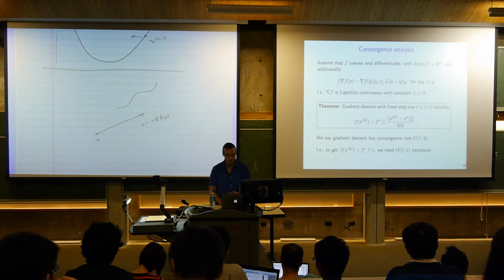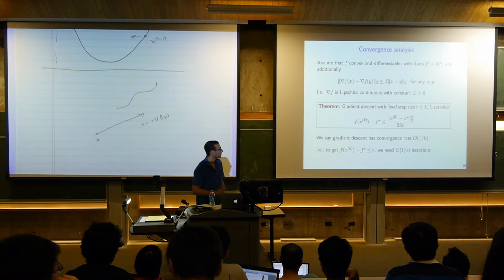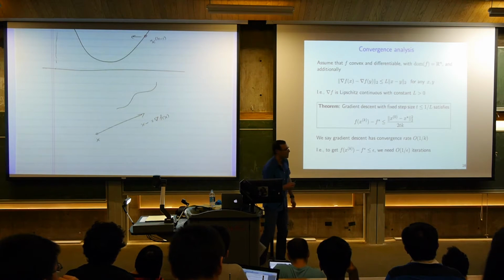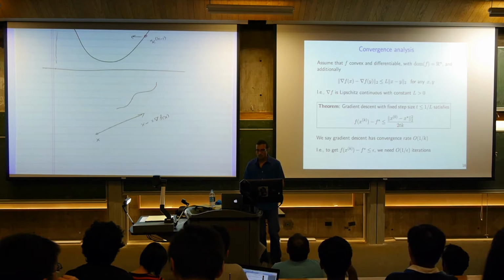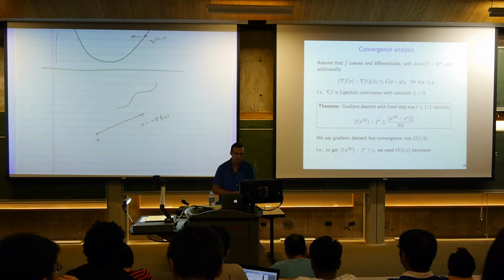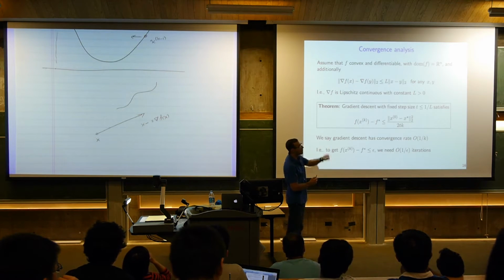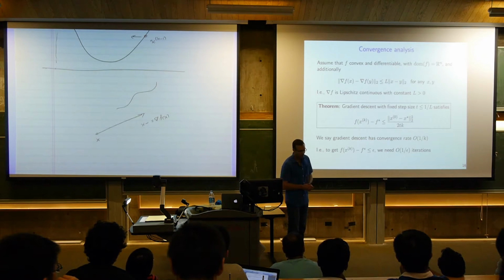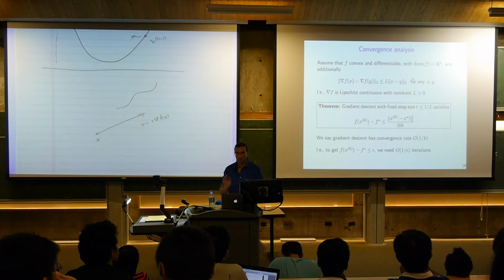Okay, so let's do the convergence analysis. This is going to be our first one, and probably our only one for this unit. We're going to prove the following fact. If f is convex and differentiable and has a domain of all of Rn, the fact that the domain is all of Rn is just for simplicity at this point.